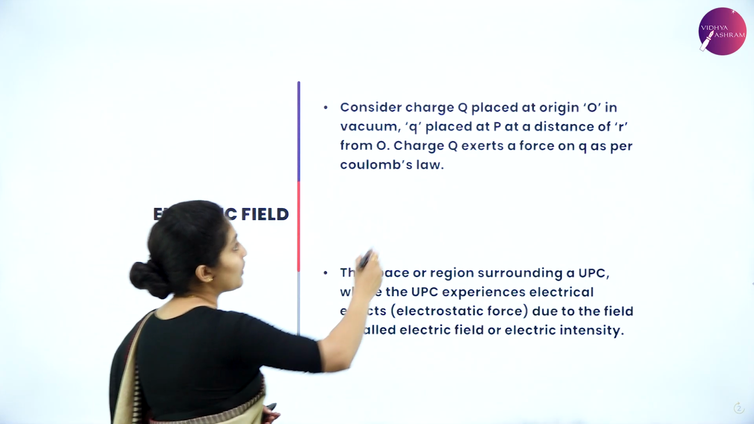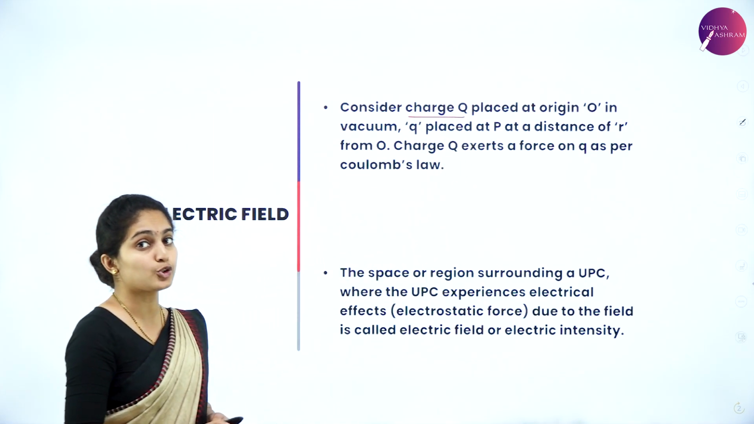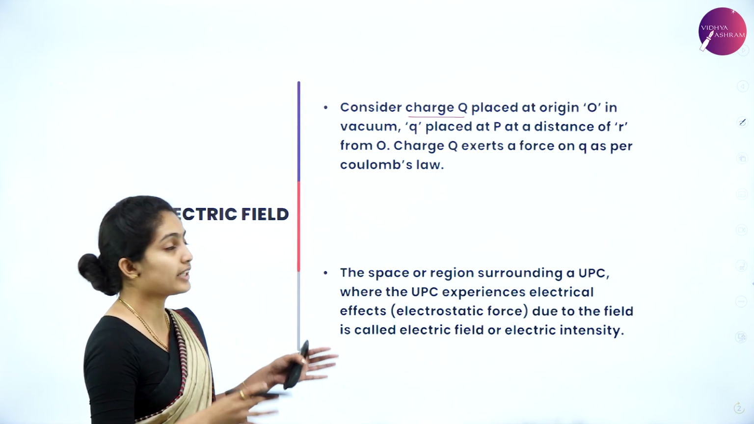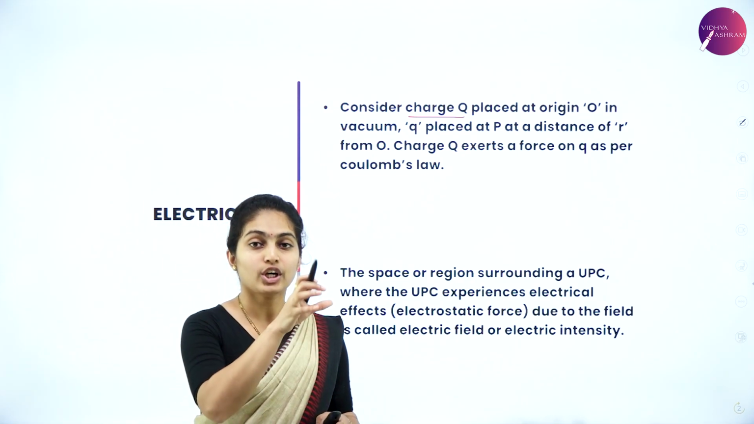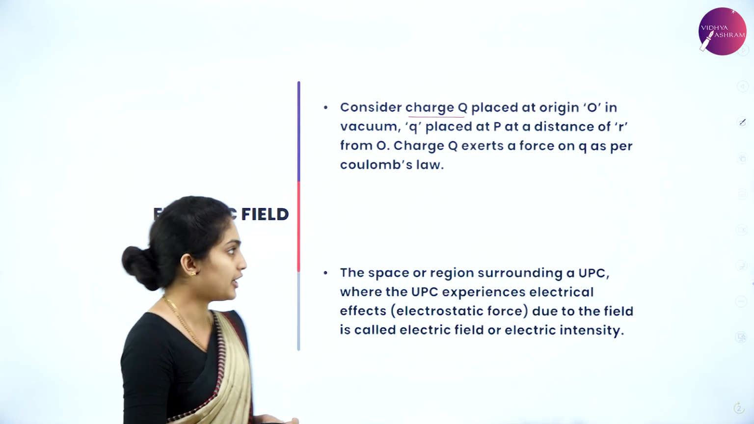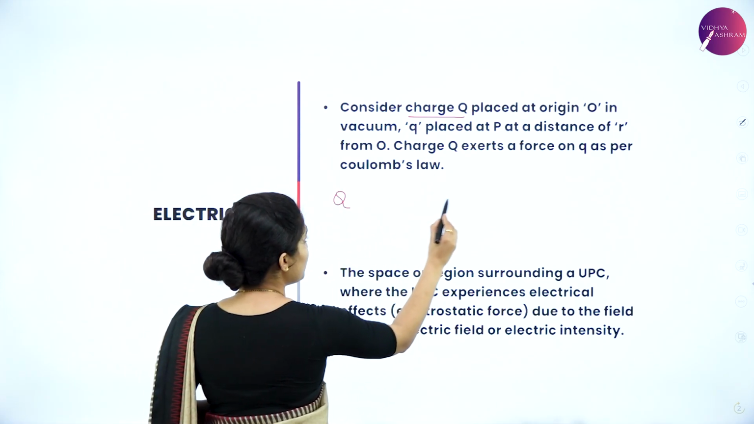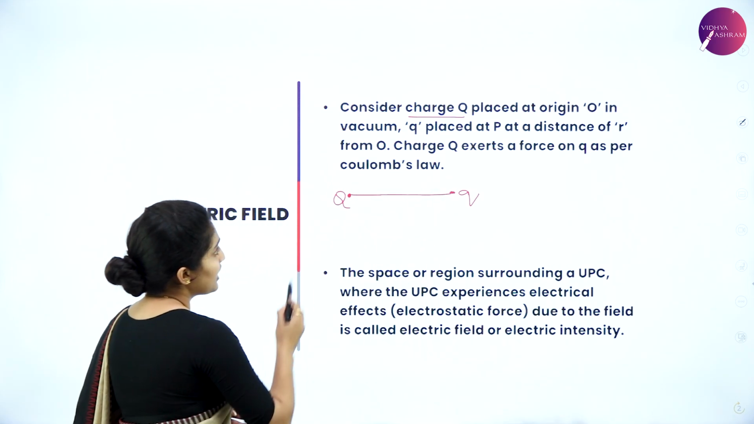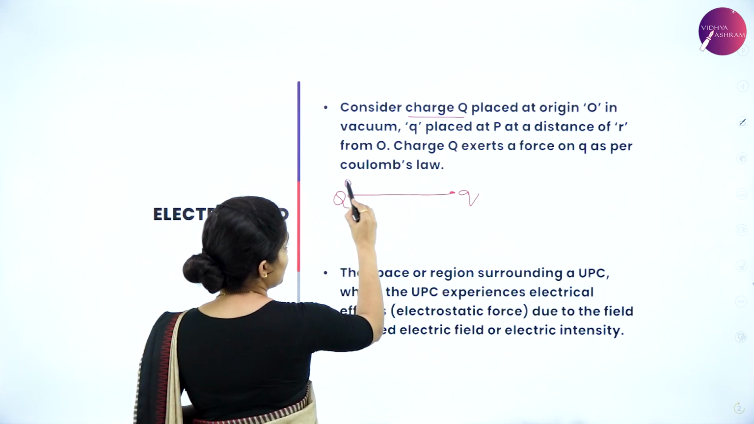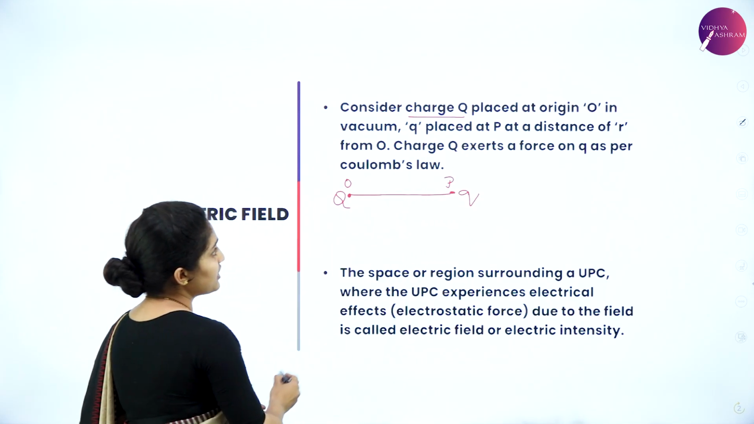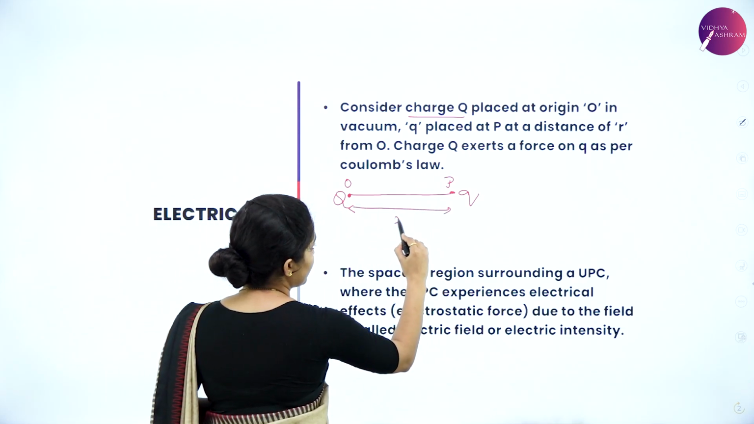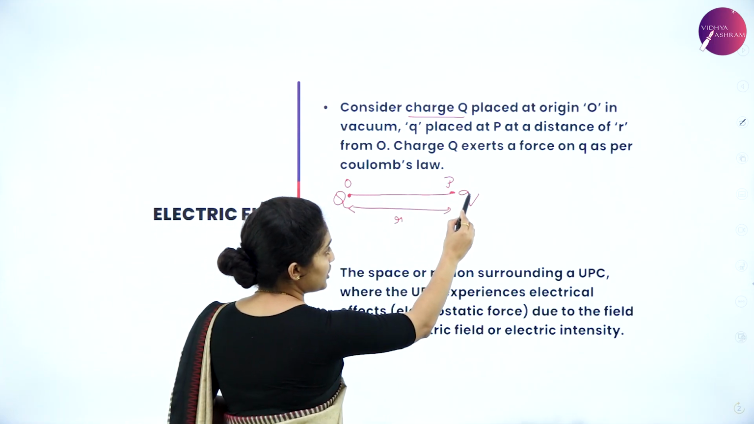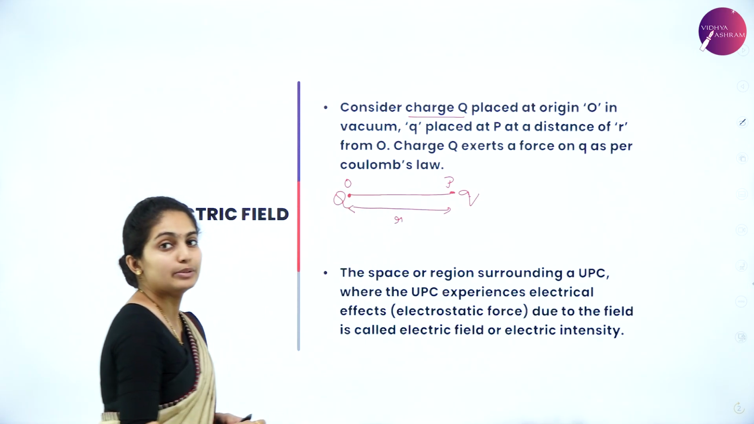Consider a charge Q. Why a capital Q? Because it's called a source charge, which is the main charge, at origin O in vacuum. A small q is called a test charge, which tests the field of the source charge. So we have to consider Q as well as q at two different points. On joining, q is placed at P, at a distance r from O. The charge Q exerts a force on the test charge q as per Coulomb's law.